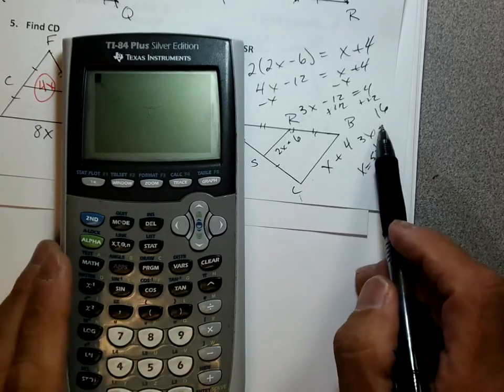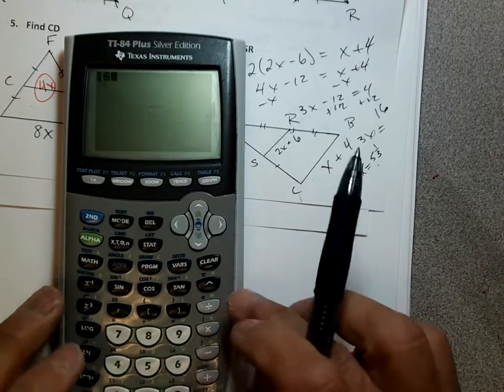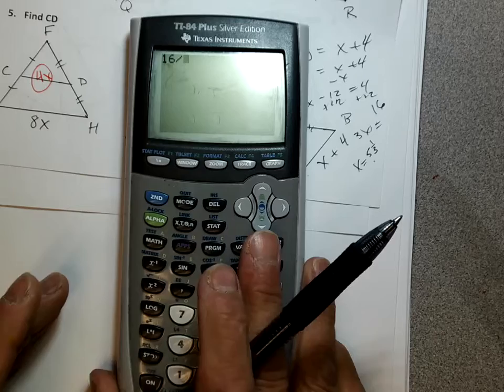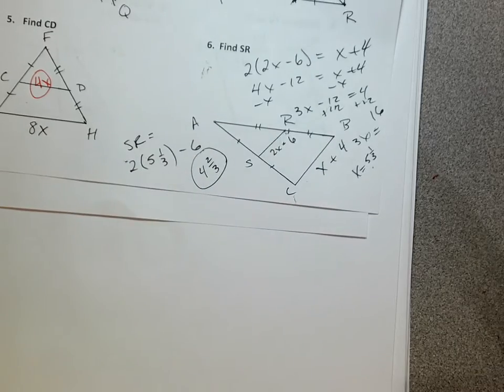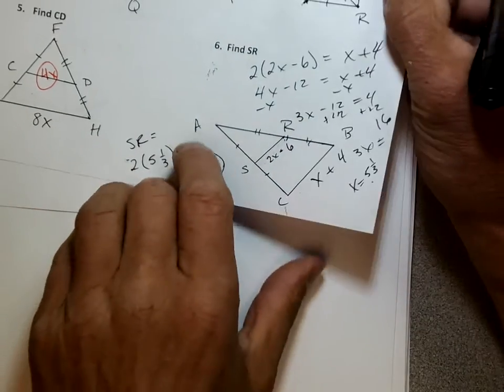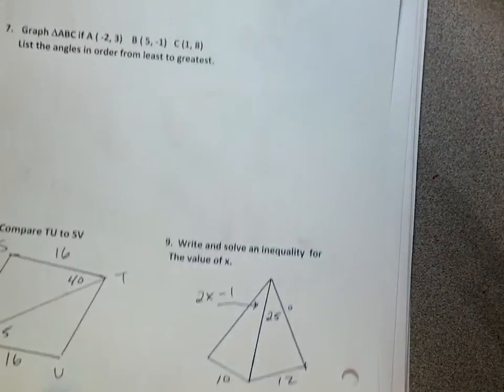Okay, you ready? I got 3x equals 16. Hold on, I went 16 divided by 3, right? And I got 5.333333, which we know is 5 1/3. There you go, Michael. Good question. Okay, turn the page. All right, here we go.